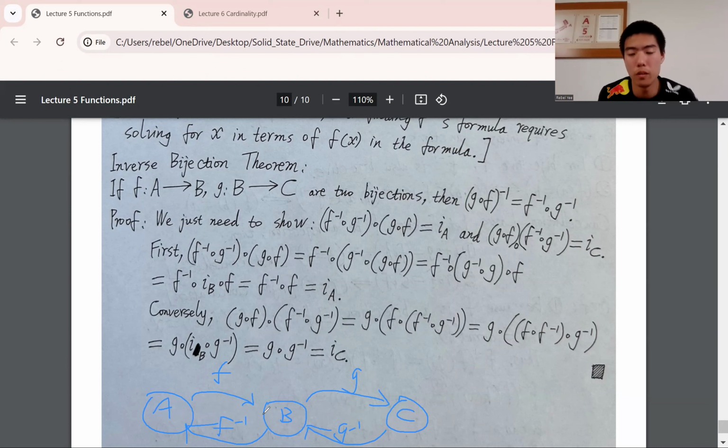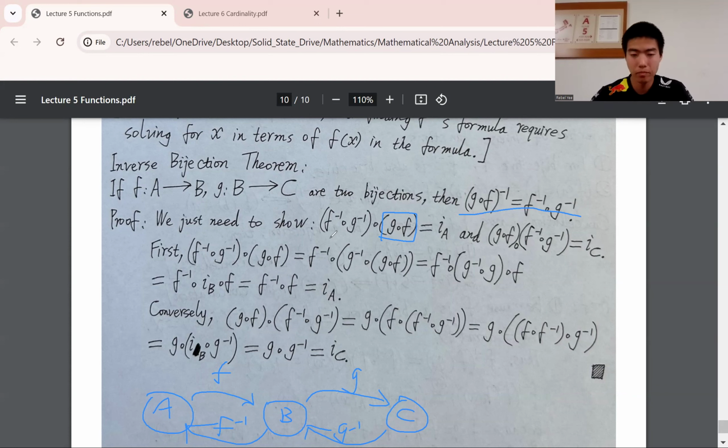But how can we prove it? This is what we want to prove: the inverse of G composite with F is equal to F inverse composite with G inverse. In this case, we're just going to show that this one, F inverse composite with G inverse composite with G composite with F, is equal to the identity on the original set A, and the other is equal to the identity on the original set C, based on our previous theorem.